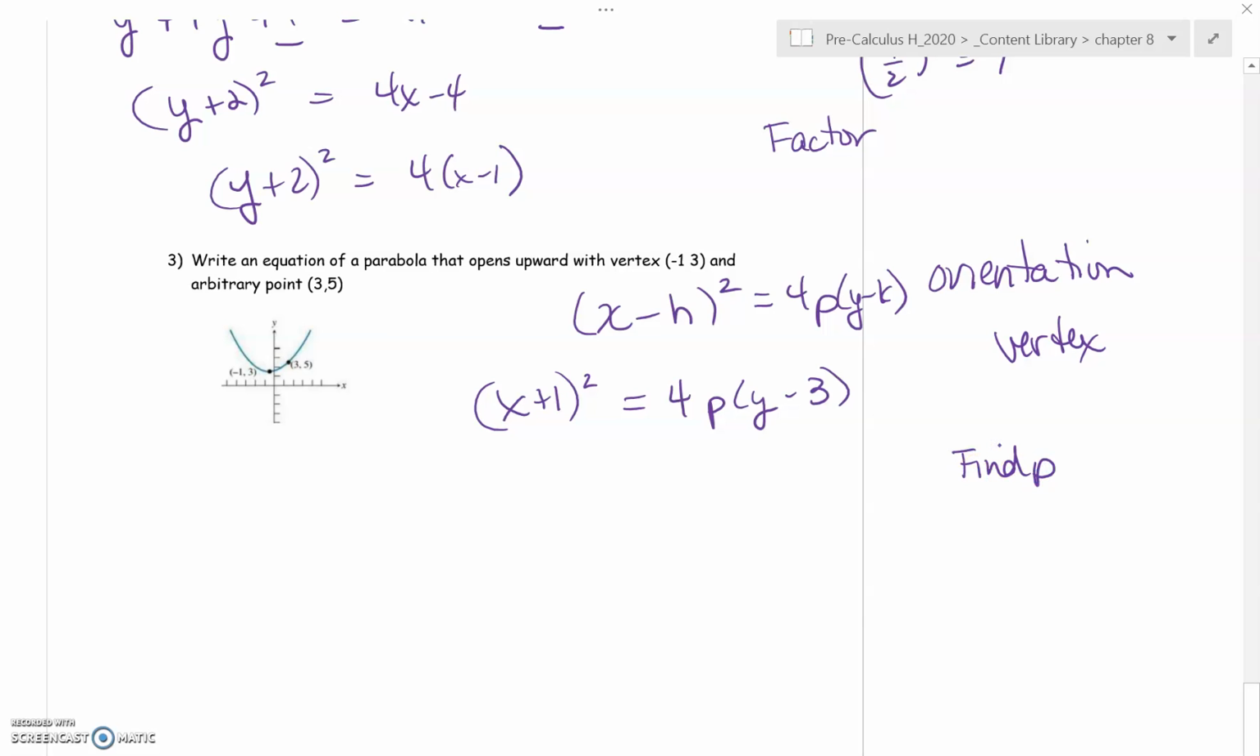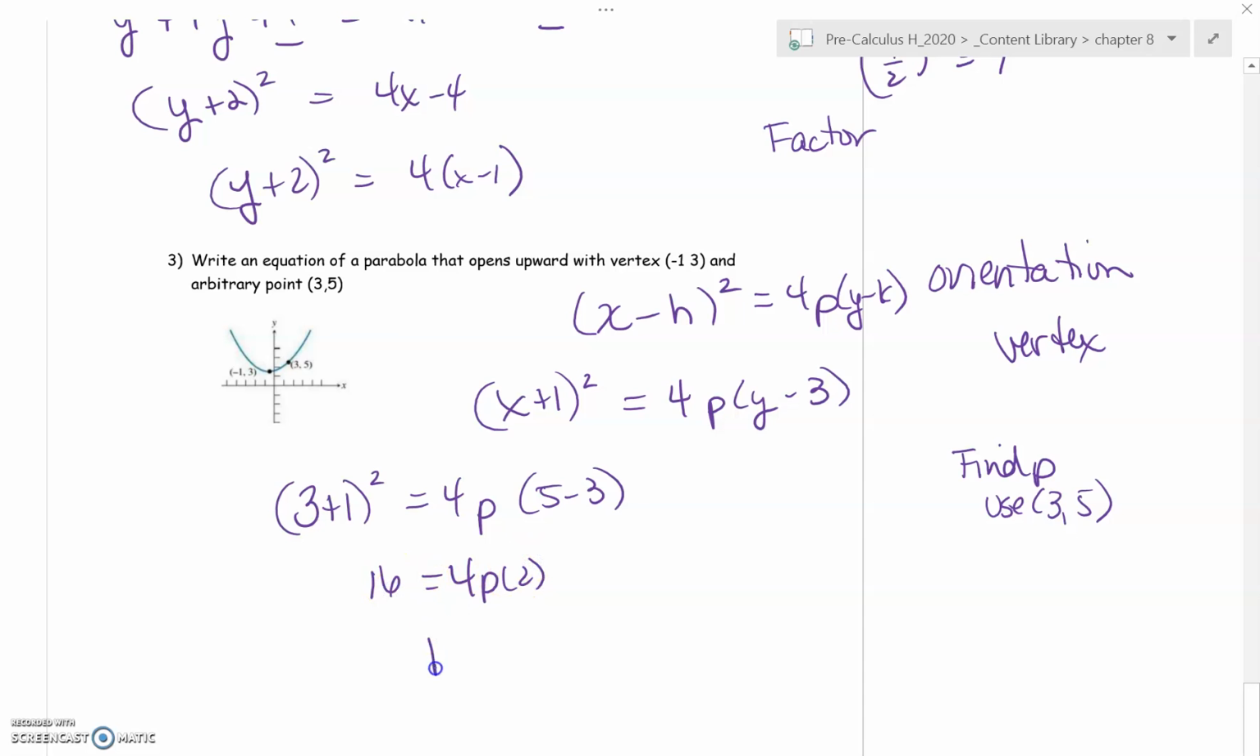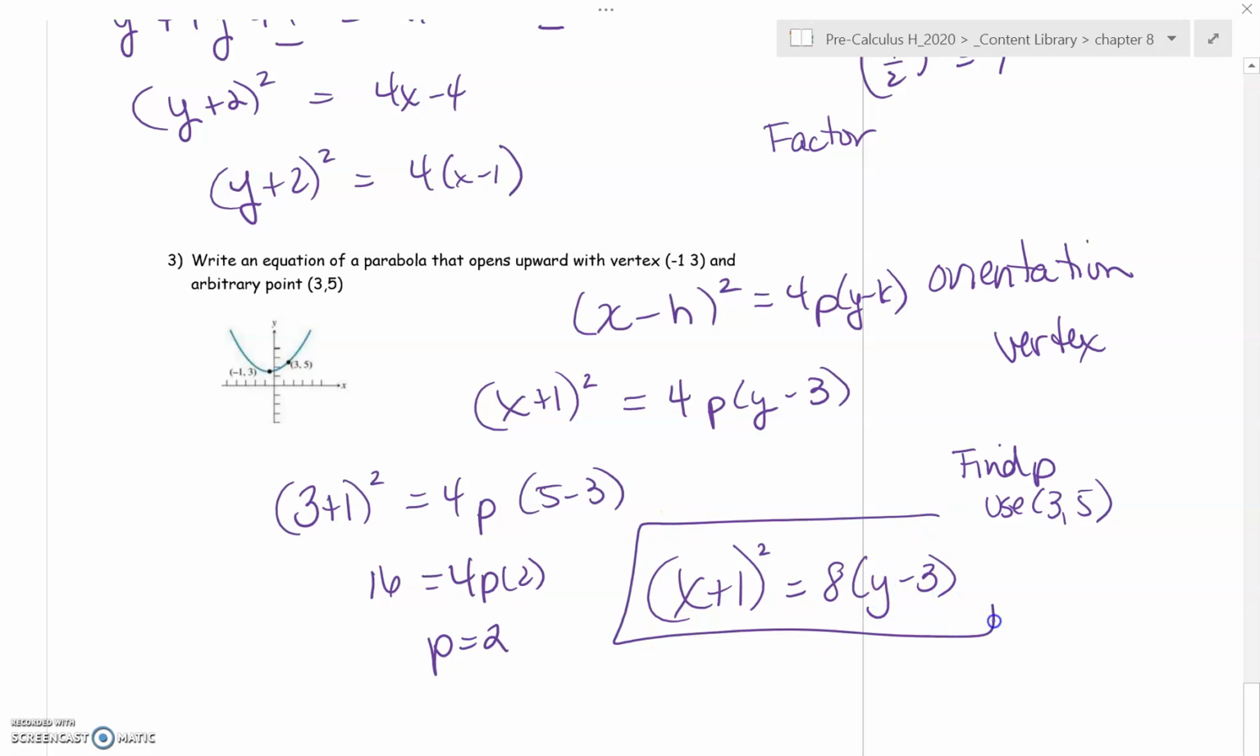So what you could do is use the arbitrary point for x and y. So temporarily we're going to put 3, 5 in for x and y. And you can solve this. You end up with p is 2. So now we have the equation because you can substitute 2 in for p. I'm sorry, you can substitute 8 in for 4p. And we are done. Nice job, everybody.